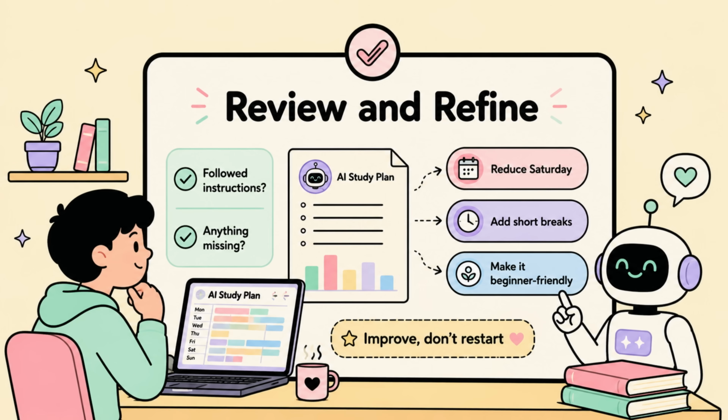Then improve it with simple follow ups like reduce Saturday's workload, add short breaks, make the plan easier for a beginner, and remember, you do not have to create the perfect prompt alone. You can simply say, I want to create a study plan. Ask me the questions you need before you begin. The AI can then help you fill in the missing details.